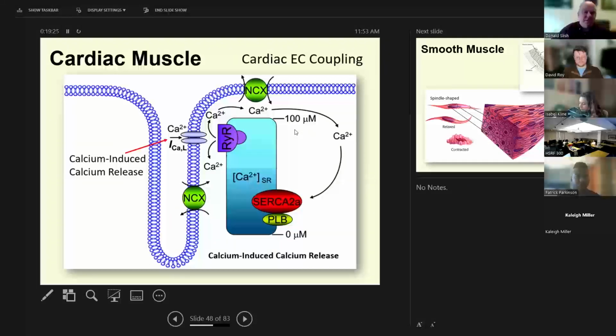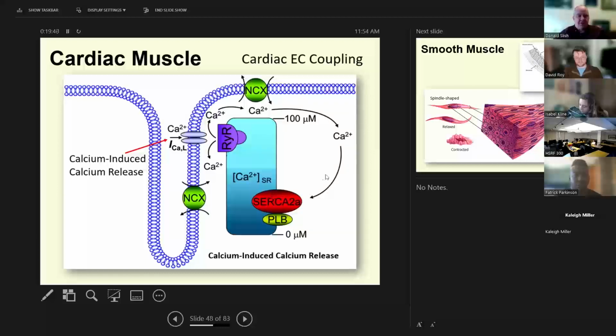So that's excitation contraction coupling in the cardiac. The action potential comes down, opens that Volchmann calcium channel, and calcium comes in and activates the ryanodine receptor. You get the flood of calcium. That's called activator calcium. So you've got trigger calcium and activator calcium. The activator causes contraction of the cell.